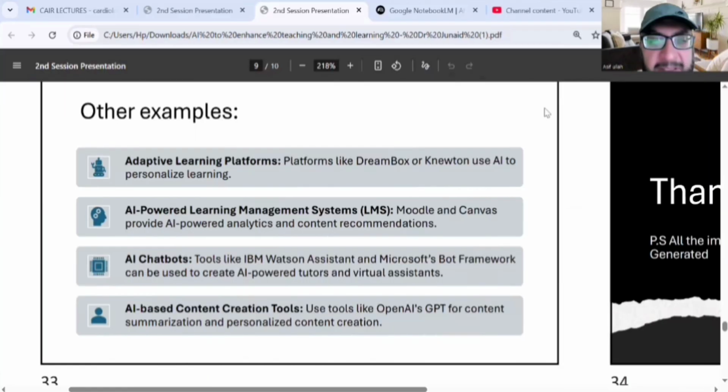Other examples are adaptive learning platforms like DreamBox and Knewton, using AI for personalized learning. AI-powered learning management systems, Moodle and Canvas, provide AI-powered analytics and content recommendation. AI chatbots like IBM Watson Assistant and Microsoft's Bot Framework can be used to create AI-powered tutors and virtual assistants. AI-based content creation tools like OpenAI GPT are used for content summarization and personalized content creation.